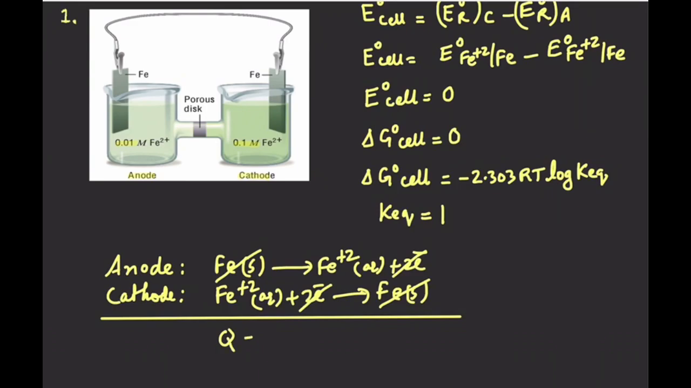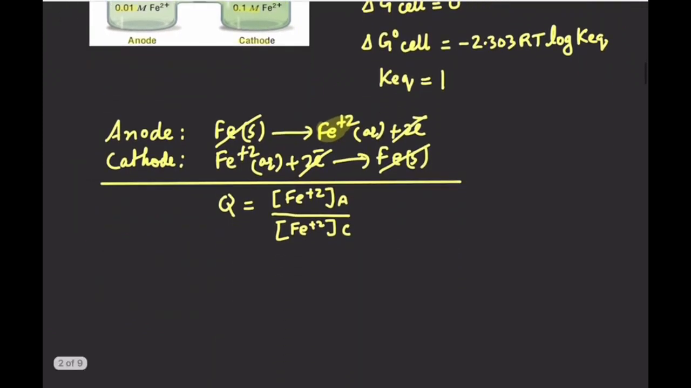We can write that the reaction quotient Q for this reaction is equal to the concentration of iron plus 2 ion, because this iron plus 2 on right hand side is obtained from anode reaction. So we are writing that concentration of iron plus 2 ion at anode divided by concentration of iron plus 2 ion at cathode. So this is the reaction quotient. We have proved that for a concentration cell, E naught cell is always 0.